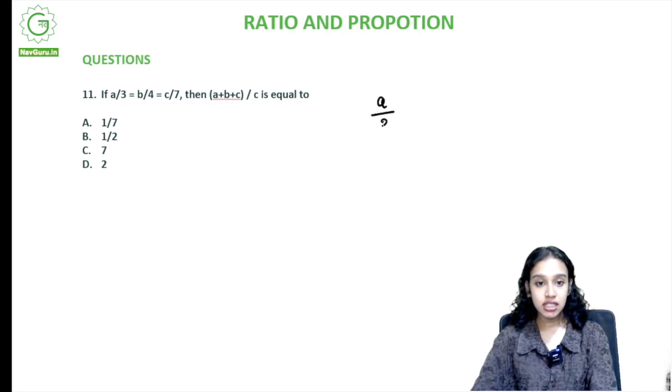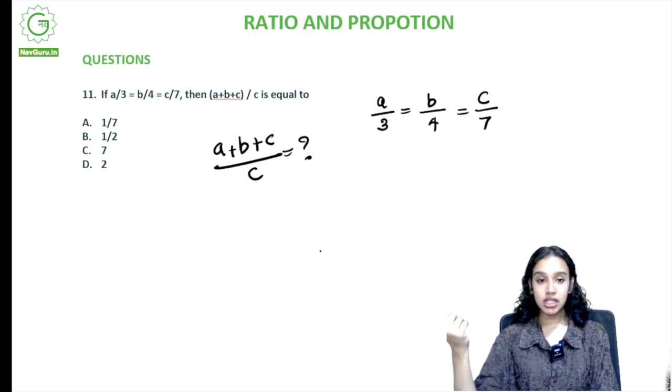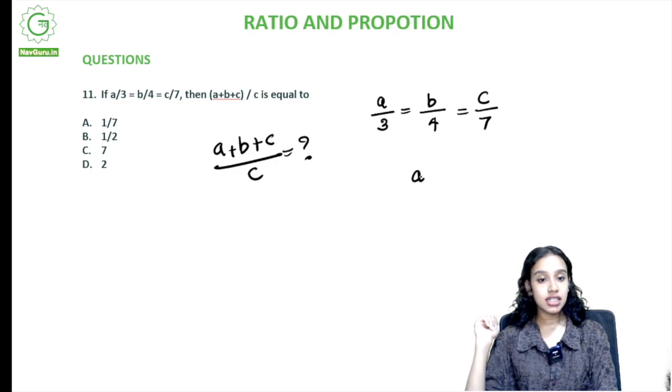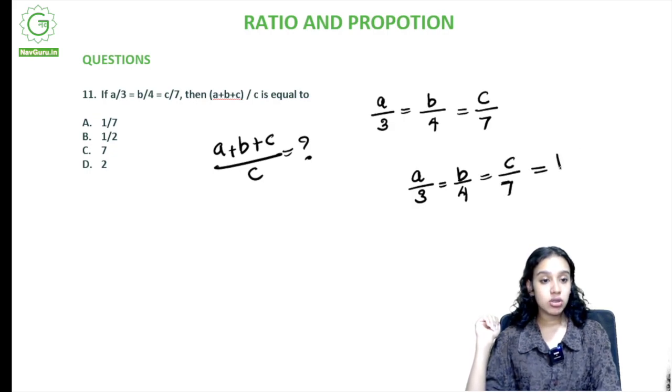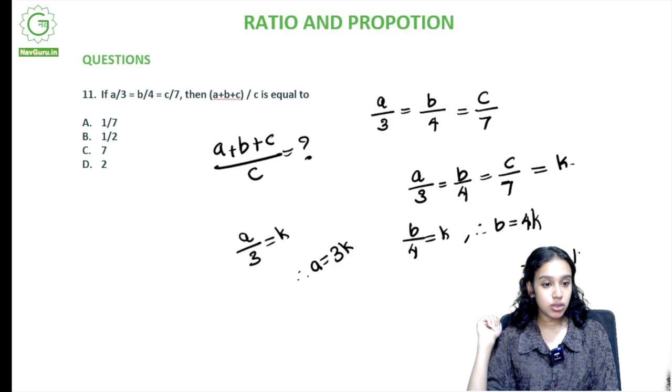If A by 3 equals B by 4 equals C by 7, then what is A plus B plus C by C? Okay, this is a new method to solve this problem. So we could say that if A by 3 equals B by 4 equals C by 7, all of these are equal to a constant K, right? So A by 3 equals K, therefore A is equal to 3K. Now B by 4 is equal to K, therefore B is equal to 4K. Now C by 7 equals K, therefore C is equal to 7K.